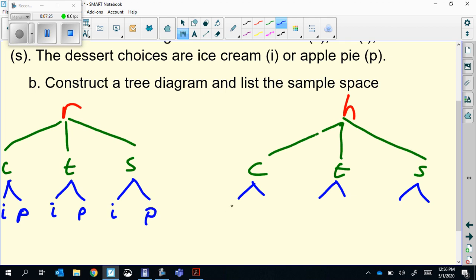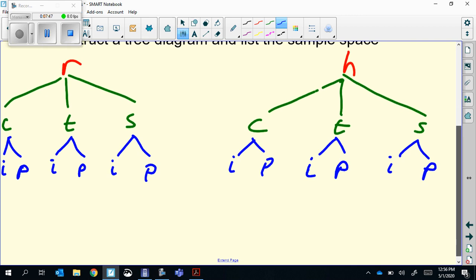Really should put those together in my opinion. Little pie a la mode. There we go. Ice cream, apple pie. So now we're going to look at our tree diagram. We can see that, just counting the final row, 2, 4, 6, 8, 10, 12 things. So those are our 12 options. And then our sample space.